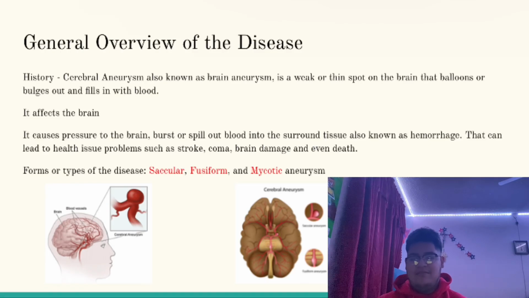This is the cerebral aneurysm project. The cerebral aneurysm, also known as the brain aneurysm, is a weak or thin spot on the brain that balloons or bulges out and fills in with blood.